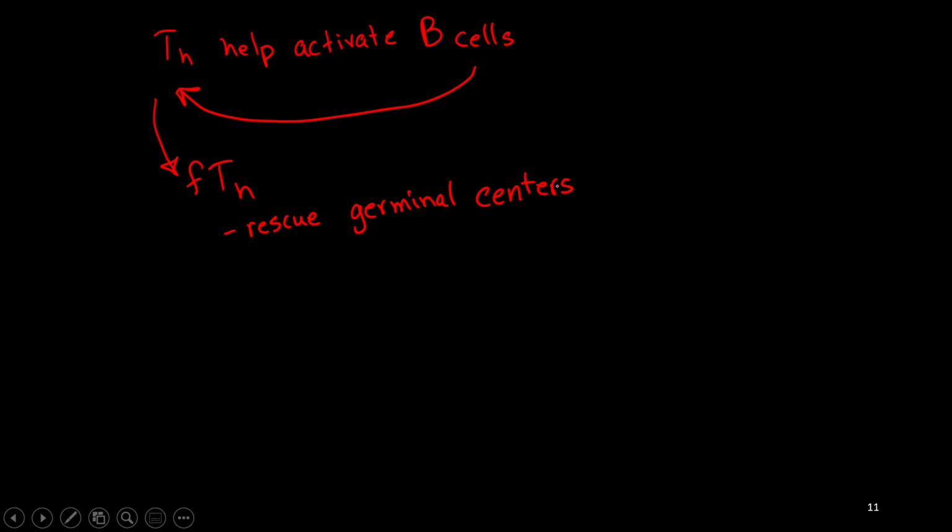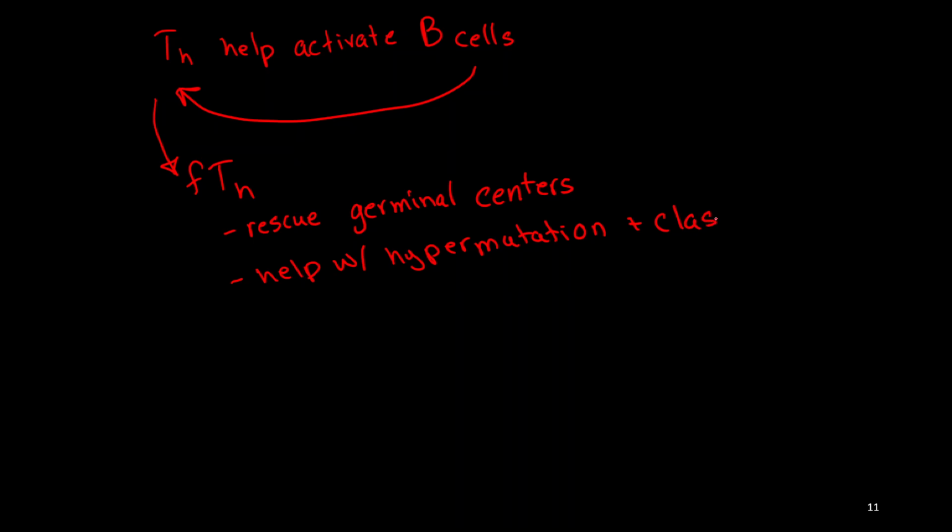In addition to this, these are going to help with somatic hypermutation and class switching. So the T helper cells are going to be informed what kind of antigen it is and where that location is, and that's going to help with making the antibodies that are more focused on the types of invaders that are present.